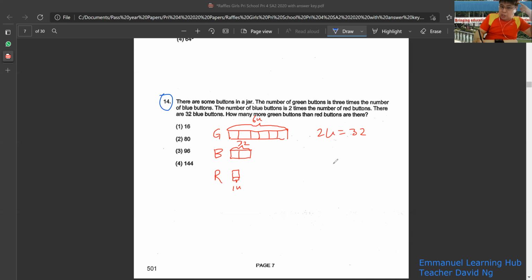If 2 units is 32, right? 1 unit is 32 divided by 2, equal to 16. Okay, 1 unit is 16. 6 units equal to 16 times 6. You have 96. Okay, the multiplication I won't do with you already. That is assumed knowledge by now.